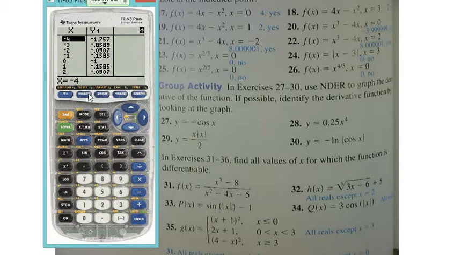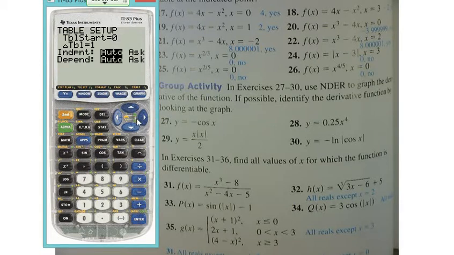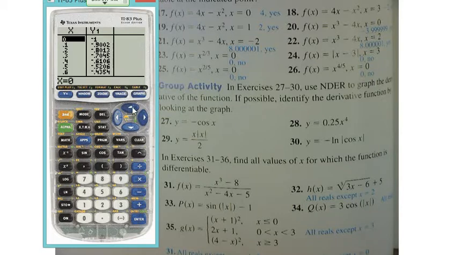If I come in and look at the table and start at 0 and choose a small increment and hit second table, I'm going to see that they both approach -1, but what do you notice about the way in which they approach? So look at the table of values. Let me rephrase the question. What about the table of values can you notice or observe that helps you to identify this as a cusp?